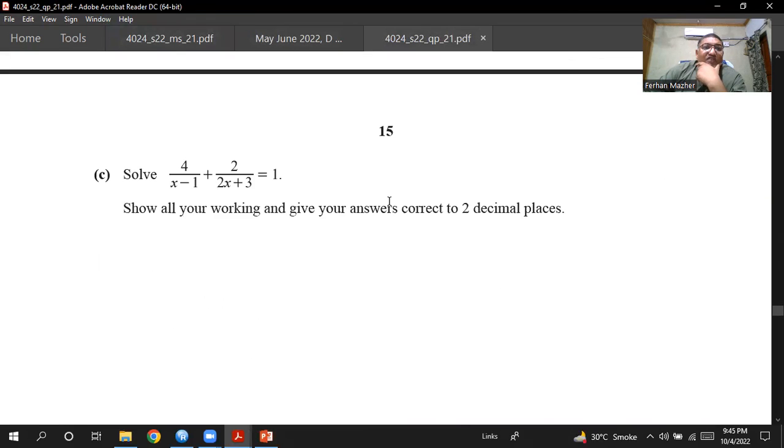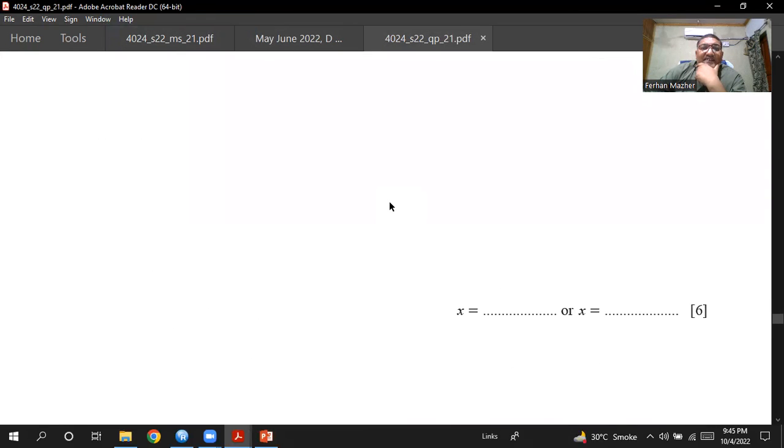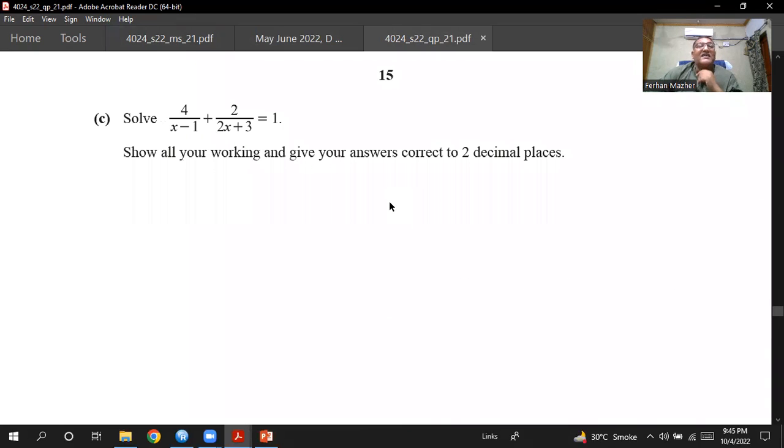Okay, so we are going to the next part. It is a 6-mark question. We have to find out the values of x. He says 4 divided by x minus 1 plus 2 divided by 2x plus 3 equals 1.